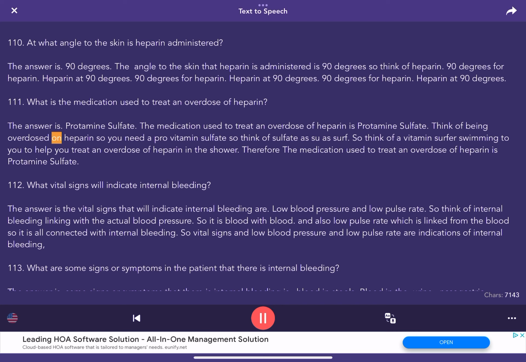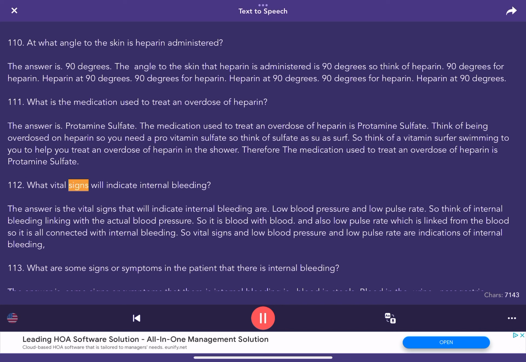Think of being overdosed on heparin, so you need a protamine sulfate, so think of sulfate as surf. So think of a protamine surfer swimming to you to help you treat an overdose of heparin in the shower. Therefore the medication used to treat an overdose of heparin is protamine sulfate.